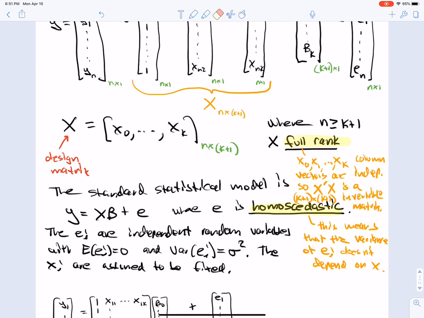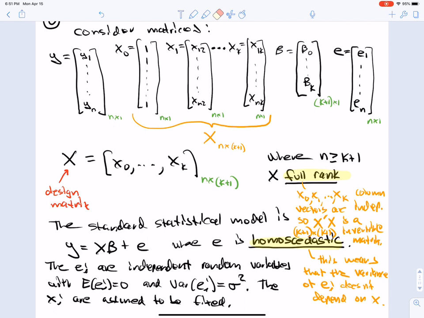Now the standard statistical model is y is x beta plus e, where e is homoscedastic, meaning that the variance of the e_i's don't depend on x. So we'll see what this means shortly. So these e_i's are independent random variables with expectation 0 and variance sigma squared. We'll soon assume that they're normal, but that's not actually part of the standard statistical model. The x_i's are assumed to be fixed.